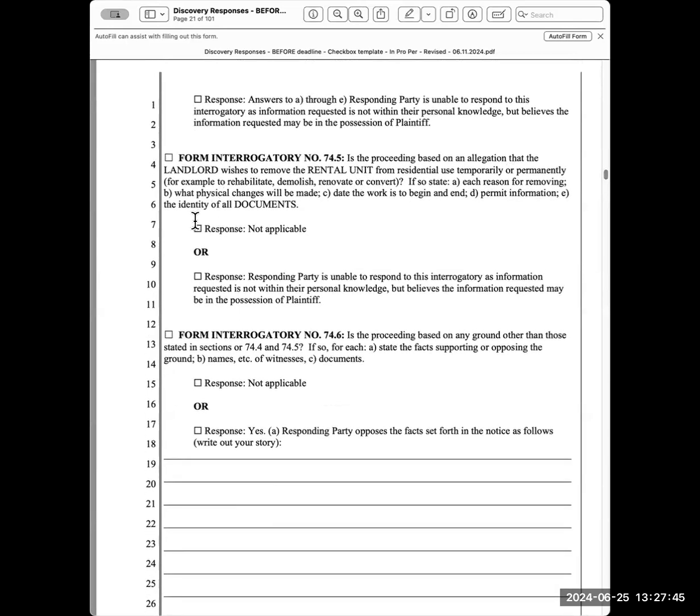And if it doesn't apply to you, if the landlord hasn't given you this reason for asking you to vacate, you check here and go on to the next question. If they did give this as a reason for you to vacate, then you can check here, because very often this information is in the possession of the plaintiff, not the tenant.